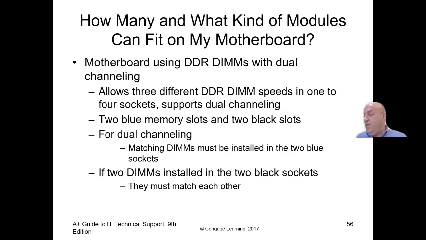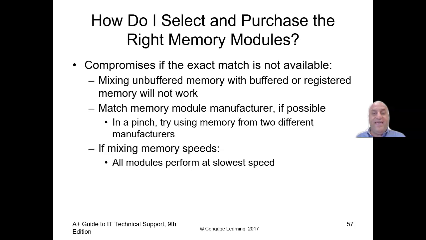A motherboard using DDR DIMMs with dual channeling allows different DDR DIMM speeds in 1 to 4 sockets that support dual channeling. Two blue memory slots and two black slots for dual channeling. Matching DIMMs must be installed in the two sockets. If two DIMMs are installed in the two black sockets, they must match each other. Compromise: if the exact match is not available, mixing unbuffered memory or matching memory modules by manufacturer.